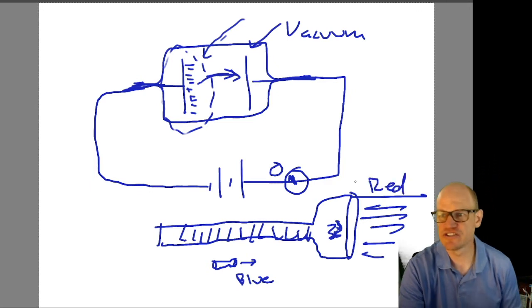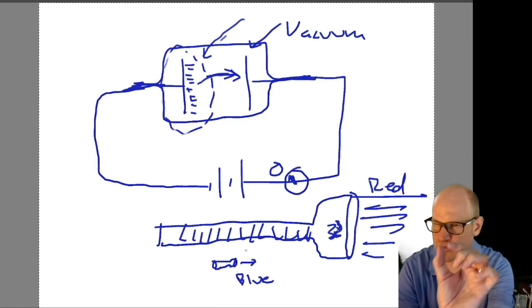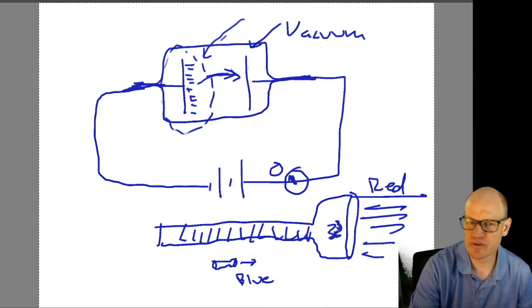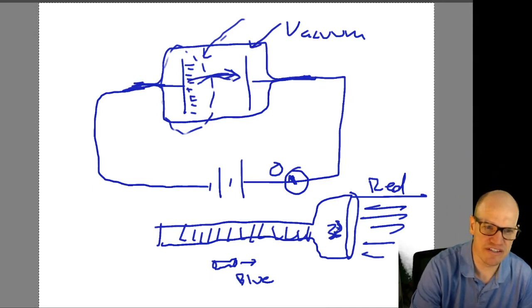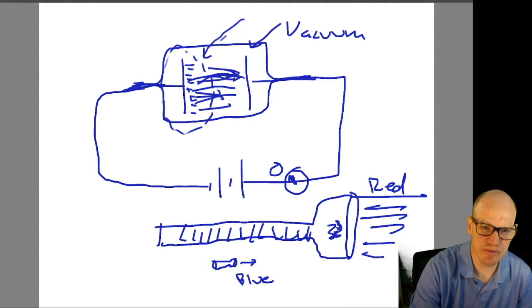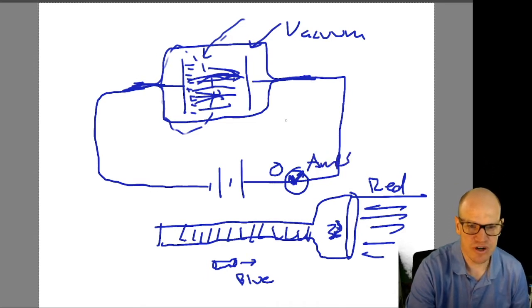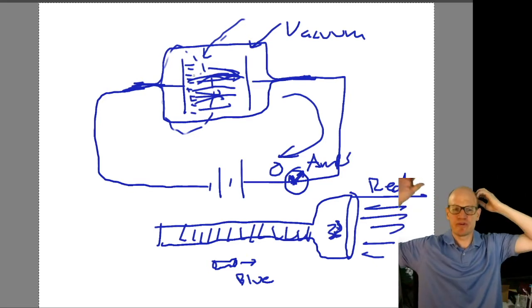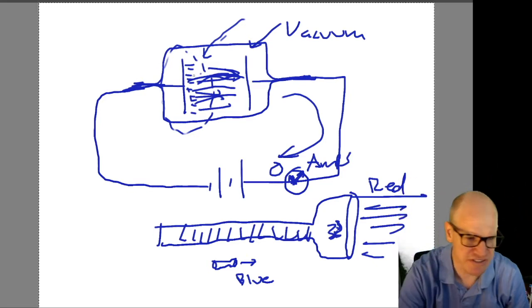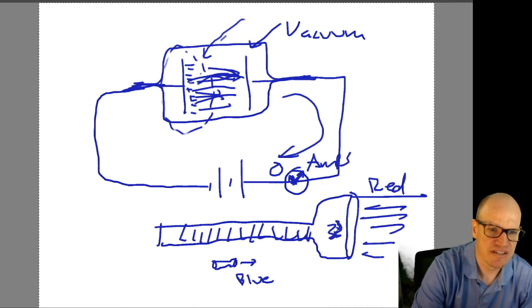The red light caused no effect. The blue light, which has shorter wavelength or higher frequency, you shine the blue light on this, and all of a sudden the electrons are jumping across, and the needle comes over here, and you get current. Current's measured in amps. All of a sudden the current starts flowing because these electrons are liberated from their captivity on the surface of this thing, and they jump across that gap and allow the current to flow.